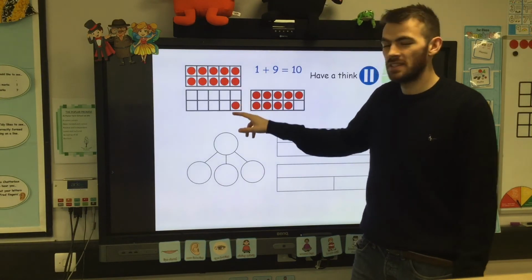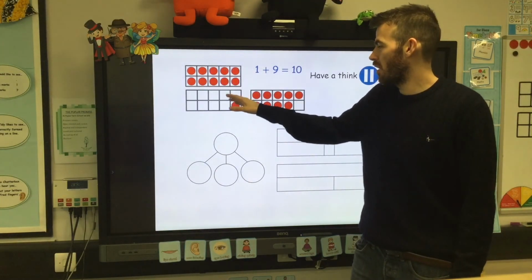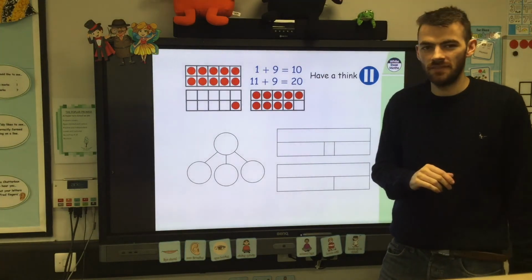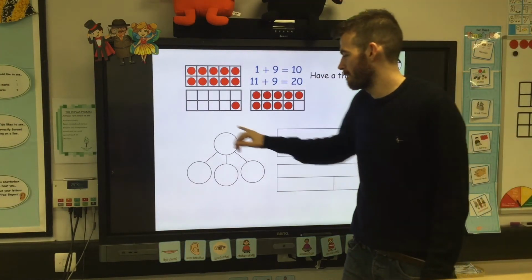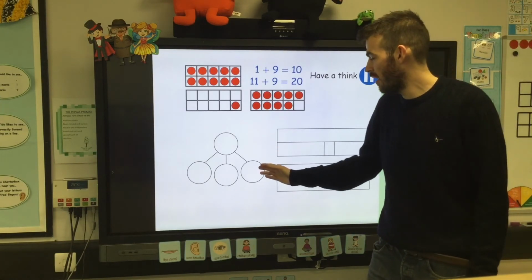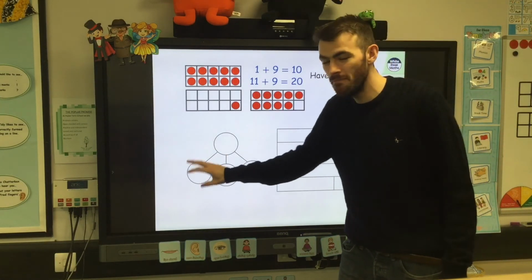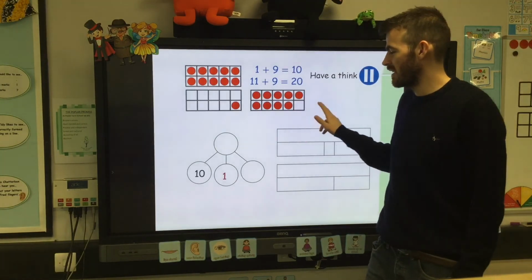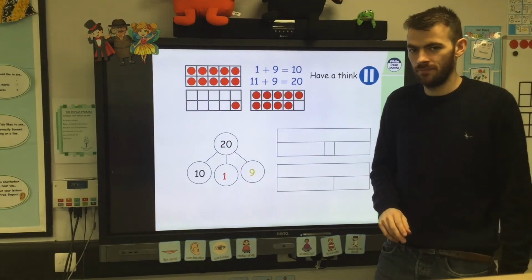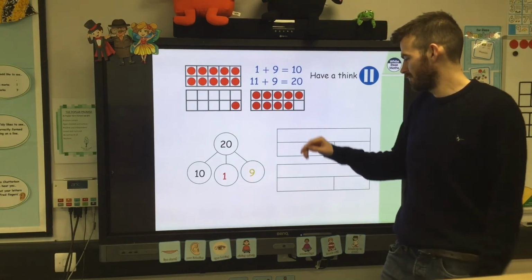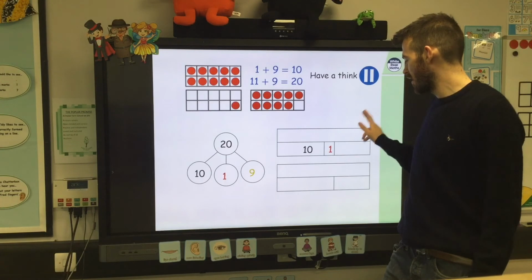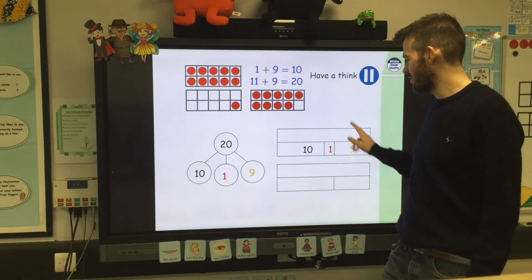10 add 1 we know is 11, 10 is a part, 1 is a part, and we have 11 add 9 equals 20. With our part-whole model, we knew that 9 was a part, 1 was a part, and we're adding 10 more to that, and we get our total of 20. And we can use this in our bar model. We know that 10 is a part, 1 is a part, and 9 is a part to make our total of 20.